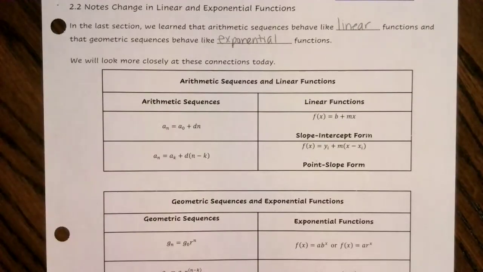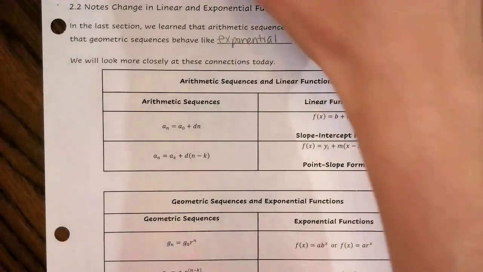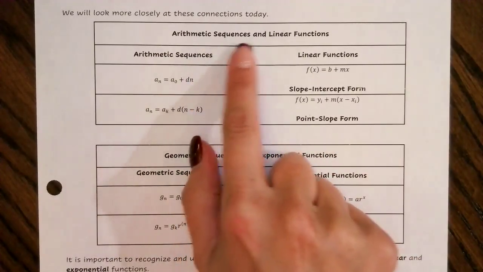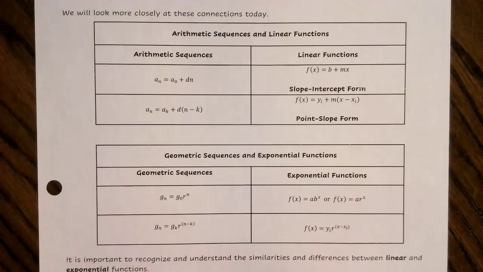Right, in the last section, the previous video, we learned that arithmetic sequences behave like linear functions and that geometric sequences behave like exponential functions. Today, we're going to look closer at that relationship and the connections that they have. And so we built a chart here for you guys to compare. We'll start with the arithmetic sequences and linear functions.